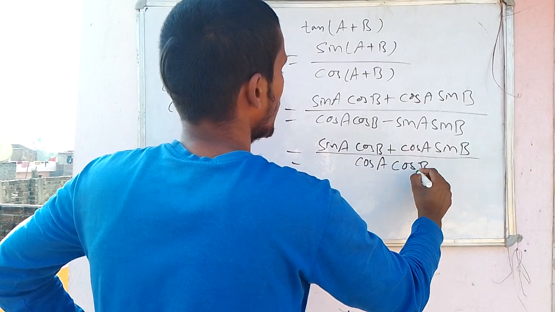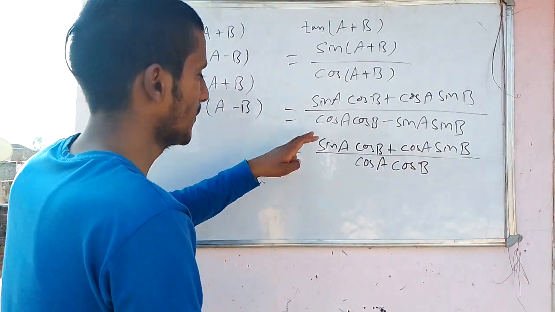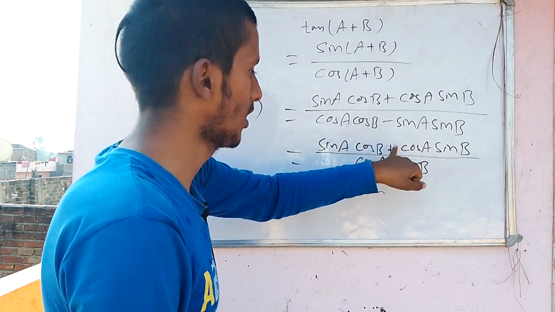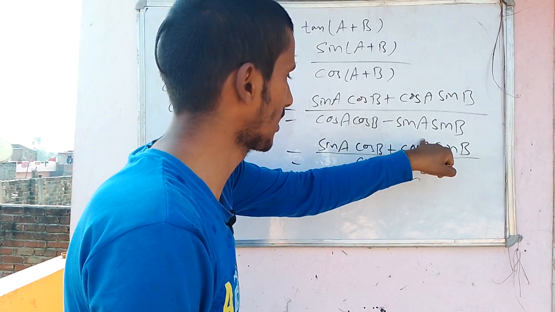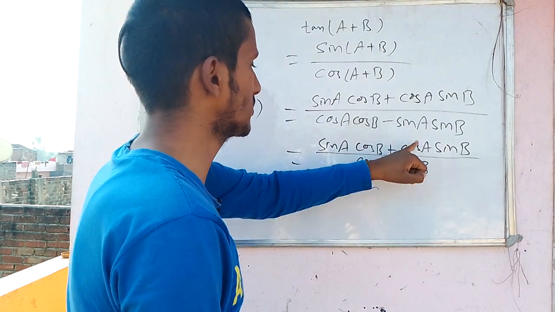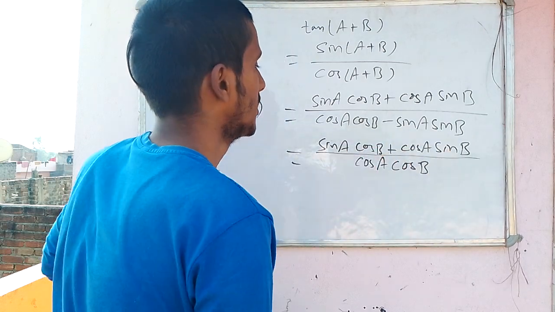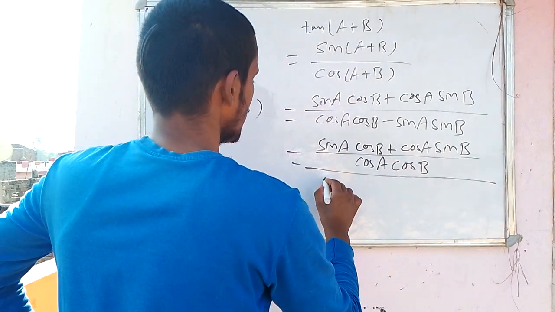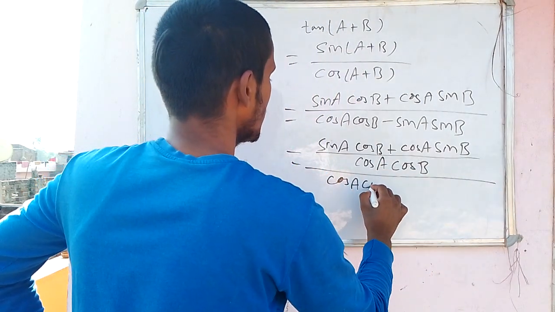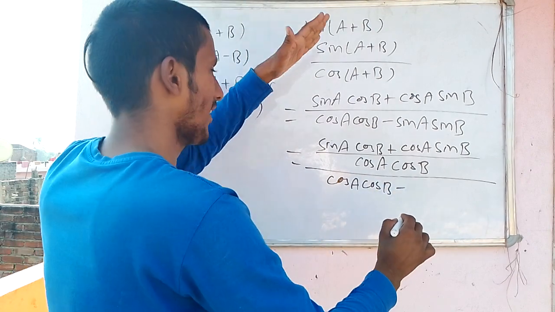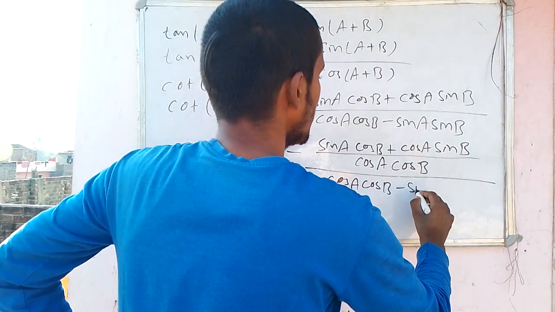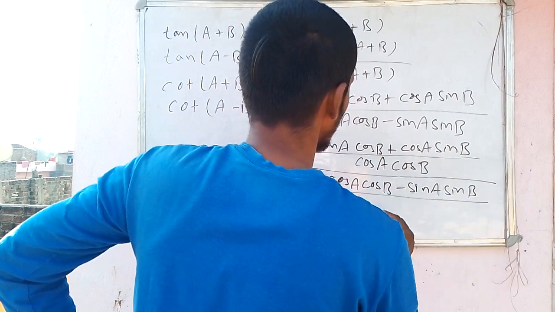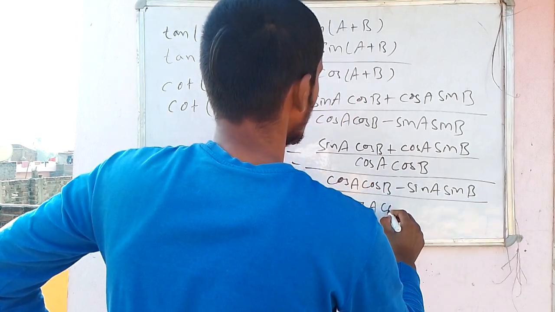Why are we dividing by cosine a cosine b? Because this term will give tan a, with the cosine b canceling out, and for the other term, cosine a cancels out and we have tan b. Now for the denominator, we divide by the same thing we divided the numerator by, so this will be sine a sine b, all divided by cosine a cosine b.